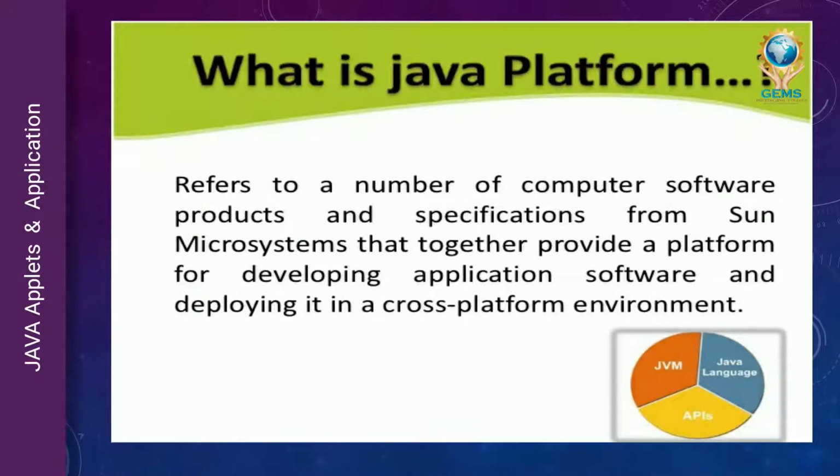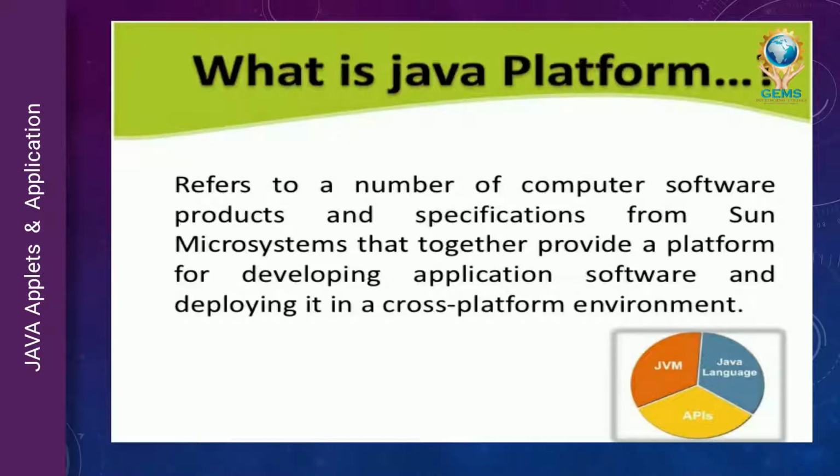So why did it become this popular? I already said Java is machine or platform independent. What is a Java platform? It refers to a number of computer software products and specifications from Sun Microsystems that together provide a platform for developing application software and deploying it in a cross-platform environment: the Java platform, Java virtual machine, Java language, and Java programming interface.